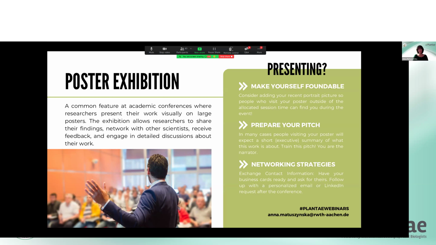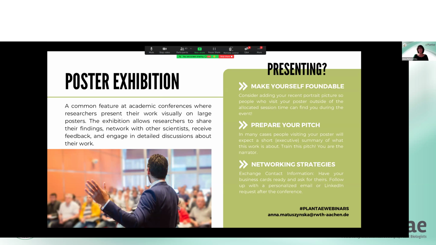Prepare your pitch. When there are plenty of posters, people will be passing by and stopping at some posters that they pre-selected, getting prepared through the agenda and the program, but also just taking the opportunity when the poster is empty and looks nice. So let's ask some questions. Be ready to have your 2 minute pitch to summarize and catch the attention.